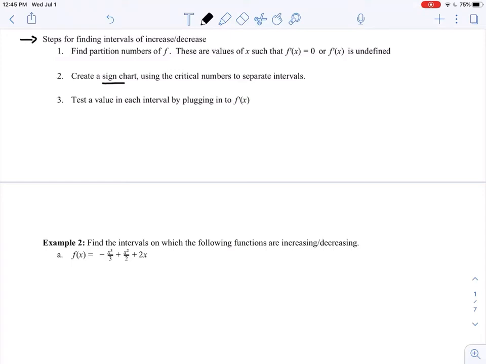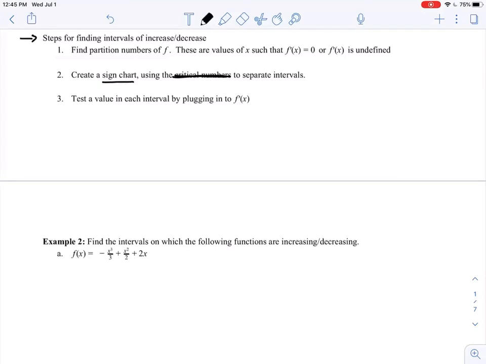Next, I'm going to create a sign chart very similar to what I did in that first example, using the critical numbers. And actually, this is a typo on my part because we haven't defined critical numbers yet. Using the partition numbers to separate the intervals. And then once we have that, we will test a value in each interval by plugging that into f prime of x. So this is a procedure that we'll be using to determine where our function is increasing or decreasing. It's also a procedure that we'll be using quite a bit to help us determine where we have local extrema, as it turns out. So it's a very important procedure.